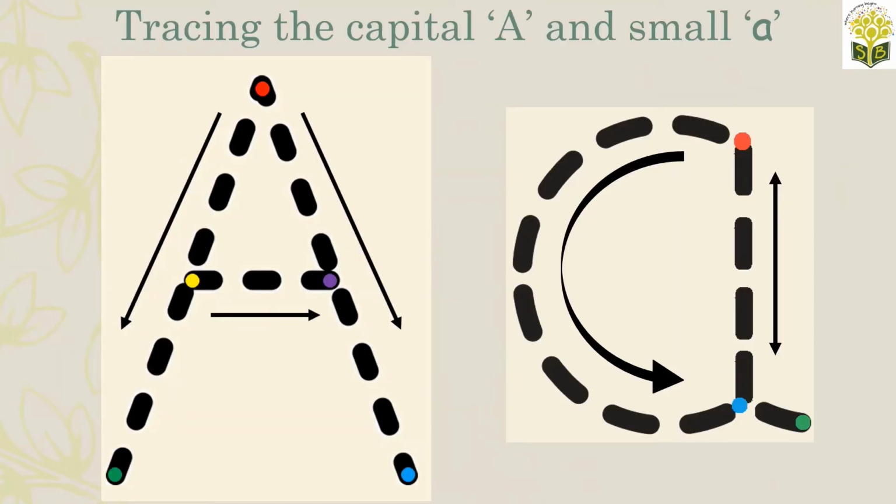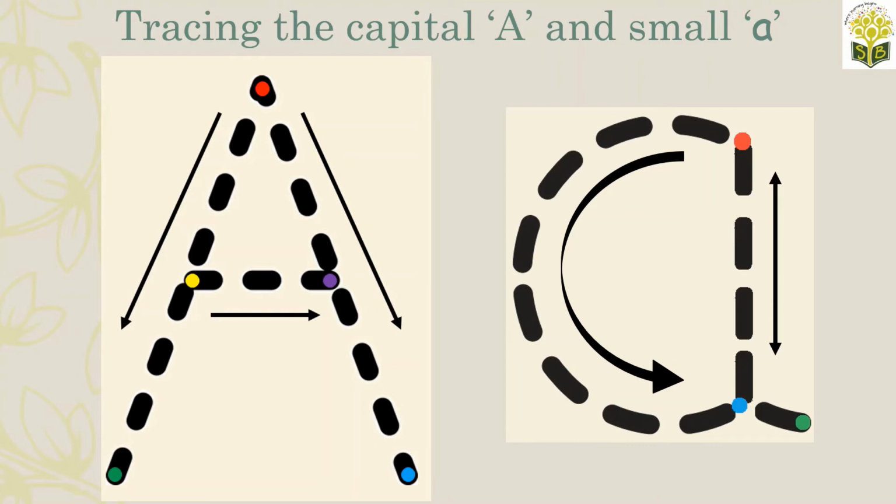Trace the capital A. Start at the red dot and go all the way down to green dot. Again, pick your pencil and start at the red dot and go all the way down to blue dot. Now, start at yellow dot and end at purple dot and your capital A is ready.